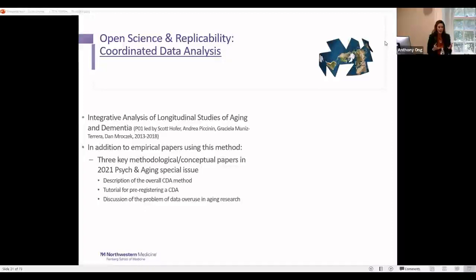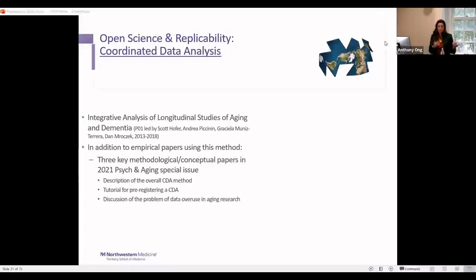So he and I figured out how to do it using guidance from Scott Hofer, Andrea Pachinin, Graciela Muniz-Torreira, who were some of the PIs and really some of the pioneers in this area. I really have them to thank for giving me the resources and tools and guidance as we moved forward doing this. Over these years, I've been fine-tuning this method, and it's been very exciting. This is just what I do now.